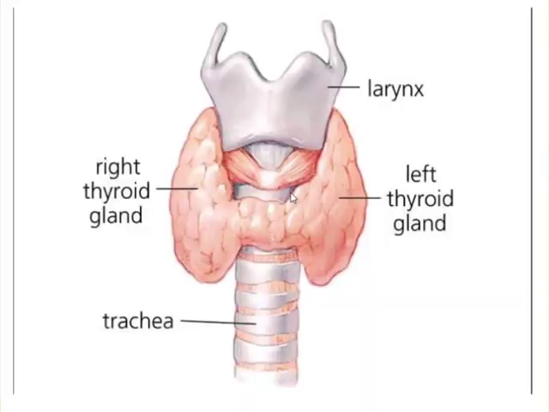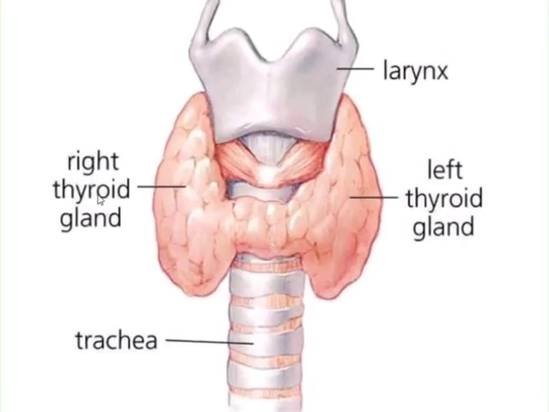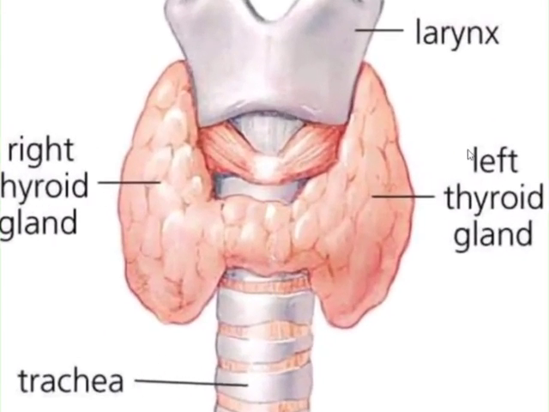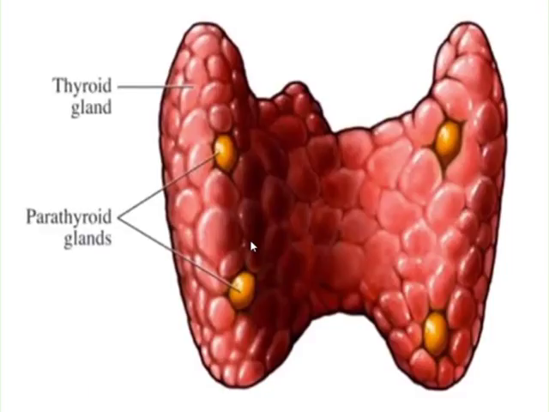This is the thyroid gland. You can see this is its right lobe, and this is the left. This is the right thyroid gland, and this is the left thyroid gland. It is just above the larynx or the trachea.